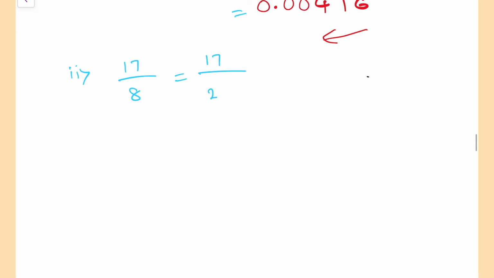Next question where we got the terminating one is 17 divided by 8, which equals the numerator as it is, 17, by the denominator 8, which can be written as 2 into 2 into 2, that is 2 cube. Here in the denominator we have 2 cube, so we need to multiply and divide by 5 cube. That is 17 into 5 cube, 125, divided by 2 cube into 5 cube, 10 cube. 125 into 17.